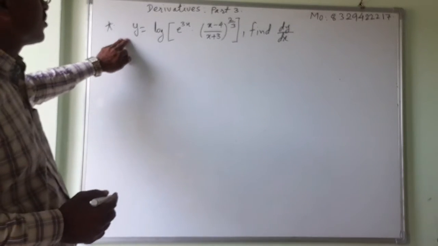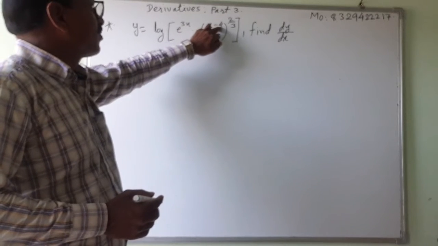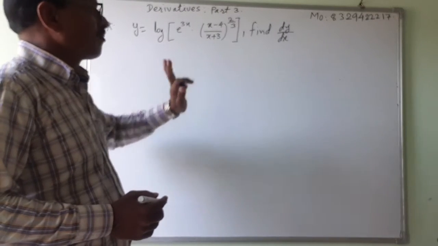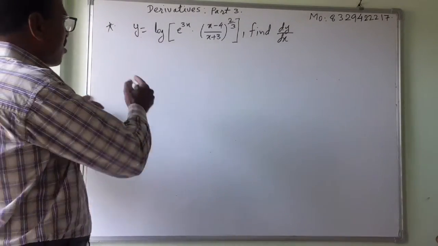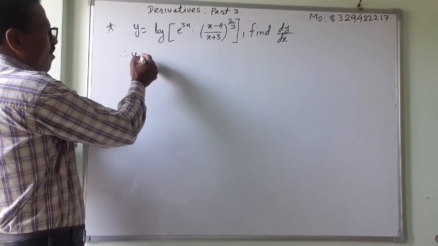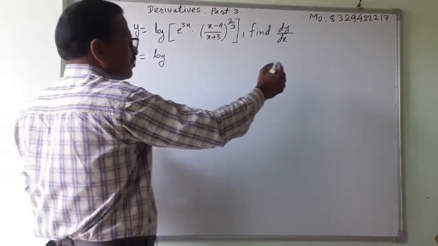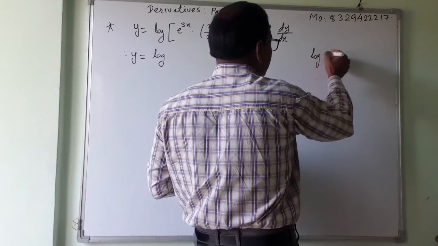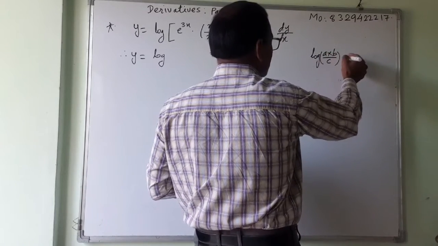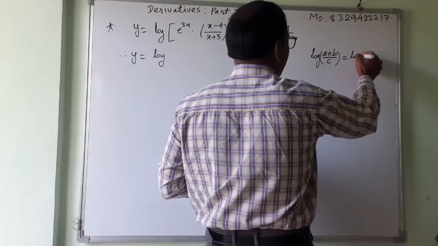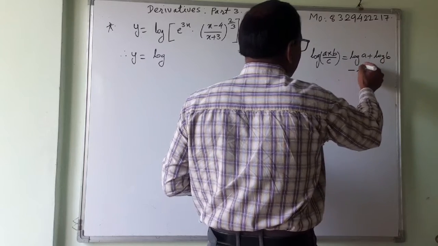So, this question: y is equal to log of e raised to 3x into (x minus 4) upon (x plus 3) raised to 2 upon 3. First of all, I will simplify this log. Therefore, I will write y is equal to log of this much part is into. I have given you log a into b upon c. Into means plus and upon means minus: log of a plus log of b, and upon means minus log of c.